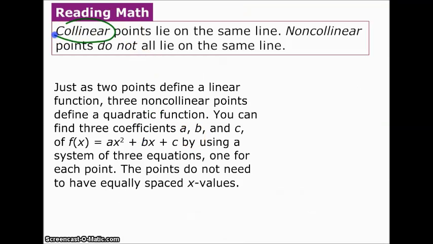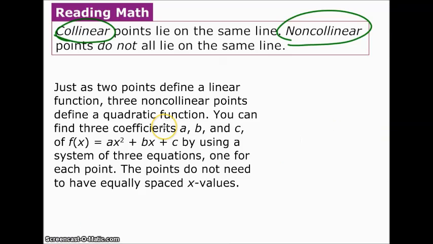So remember that collinear means that points lie on the same line. Non-collinear means that they don't lie on the same line. Now, with collinear, any 2 points will be able to be connected by a line. So non-collinear actually means that you have to have more than 2 points. So let's say, for example, if I added a third point here, these 3 points are non-collinear.